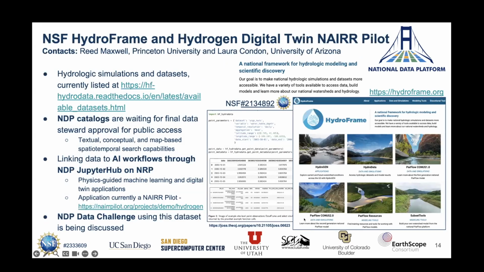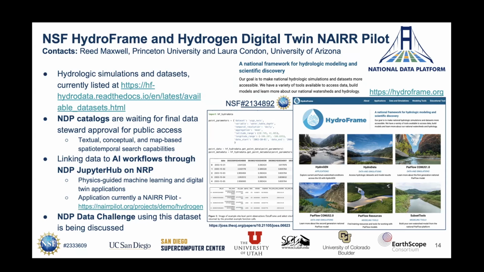Some of the data sets that we use, for instance, are HydroFrame and the Hydrogen digital twin for the NAIR pilot. This is a group that had many data sets that are listed here, and we went through a whole approval process. Actually, the wait for final data steward approval is done. The HydroFrame data sets are on NDP. It's an older slide, so that was published.